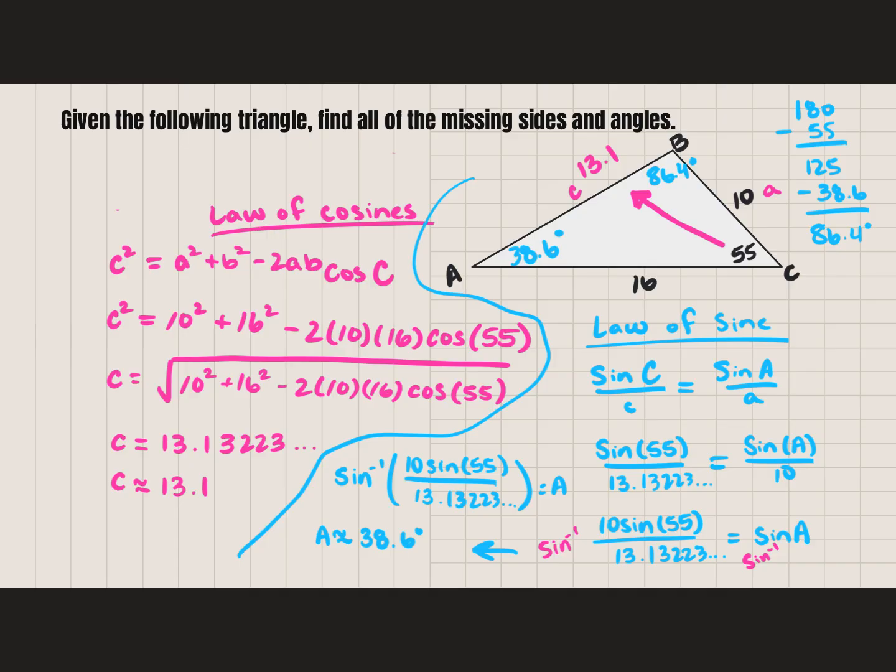Okay, and I could do law of sines to verify that, just to make sure I did everything right, but there would be all the missing angles and all the missing sides of that triangle using law of cosines and law of sines.